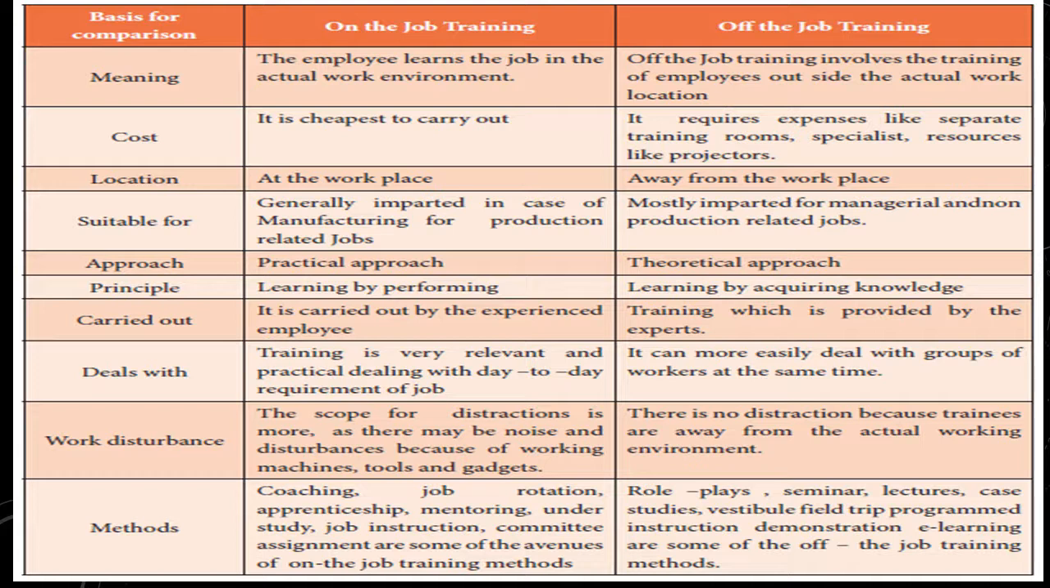Work disturbance: the scope for distraction is more, as there may be noise and disturbance because of working machines, tools and gadgets, because the training is given in the work spot itself. But in this case, there is no distraction at all, because trainees are away from the actual working environment, sitting in a comfortable air conditioned room.